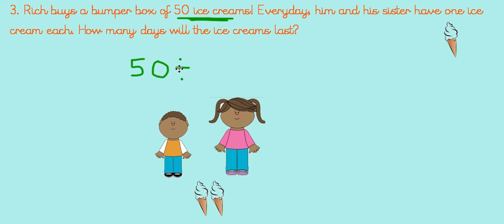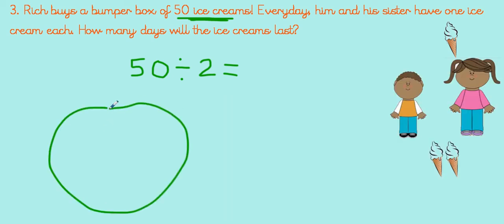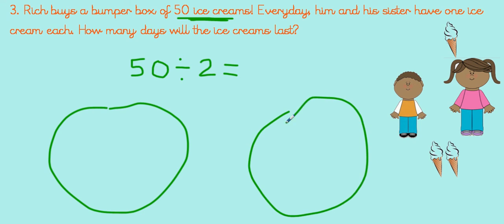So 50 divided by 2, because that's how many ice creams they eat each day, equals something. And this something will tell us how many days the ice creams will last before they need to buy a new box. So 50 divided by 2. Blimey. I could draw out 2 groups and share my 50, but it would take me ages. So let me show you something else.